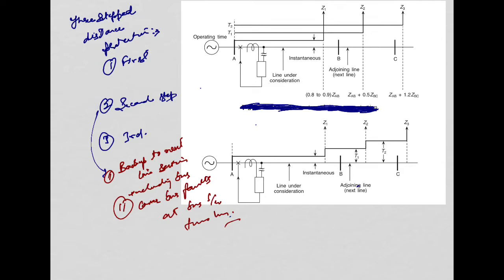So the operating time of step 2 is step 1 plus the selective time interval that we have discussed. And what is the selective time interval? Circuit breaker operating time plus relay overtravel time.